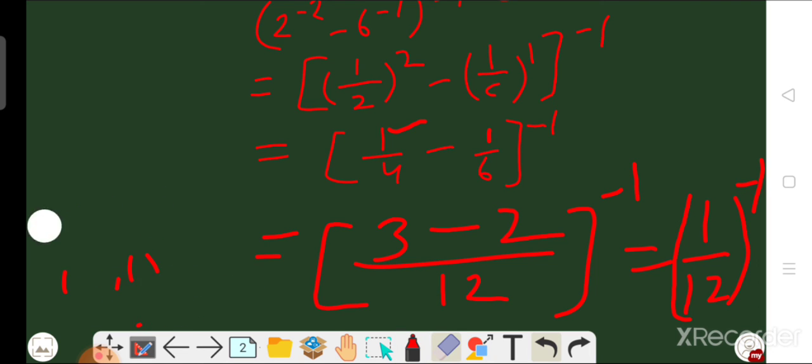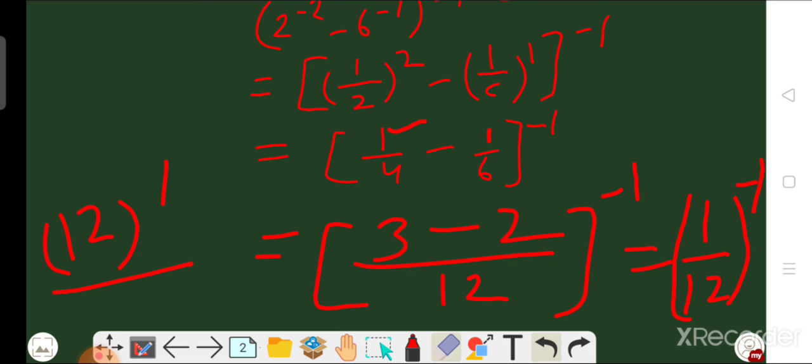So by using again the property a raised to the power m equal to 1 by a raised to the power minus m, what do we have? We have this result is equal to 12 raised to the power 1. Okay, because 1 by 12 raised to the power minus 1 will equal 12 raised to the power 1.